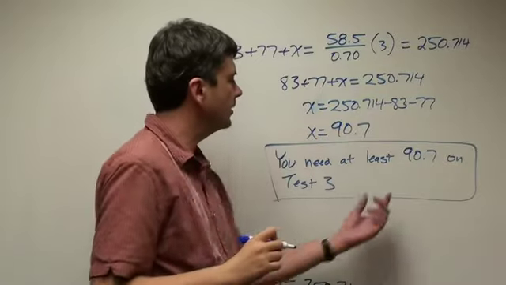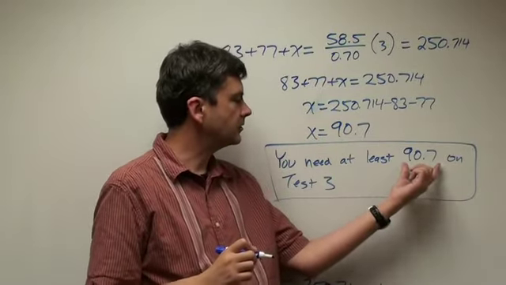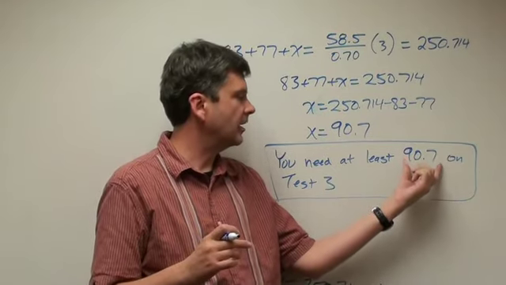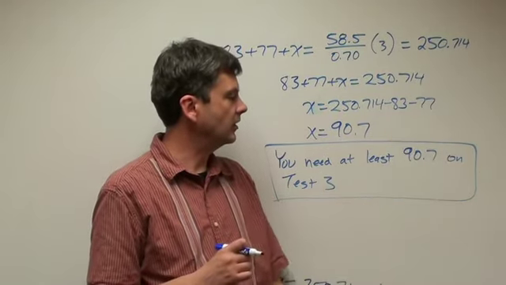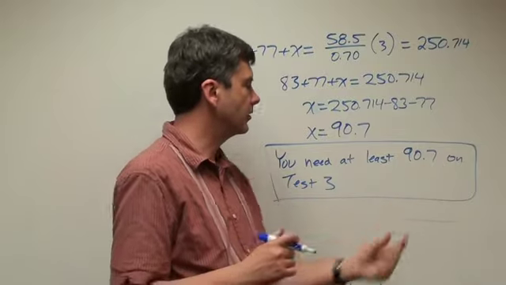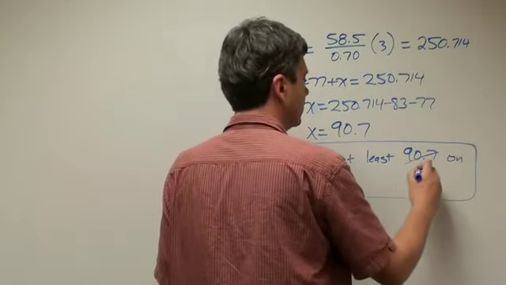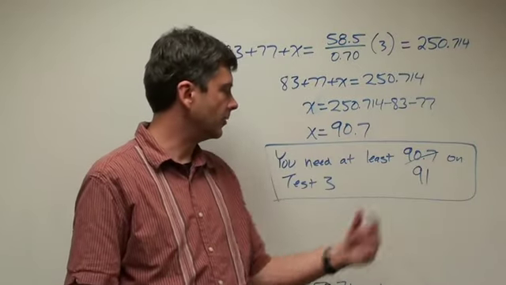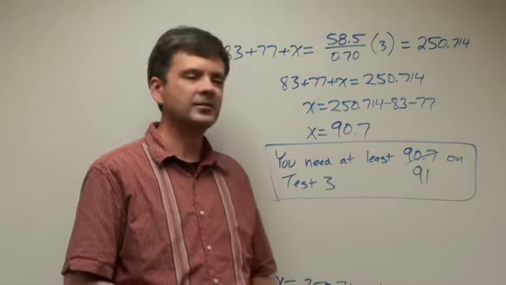Now notice that if you rounded this, you need to round to the next highest one, because if you had a 90, it wouldn't quite get you to the grade you need. So in this case, we round to a 91. If you wanted to round to the nearest whole number, you could say you need at least a 91 on test number 3.